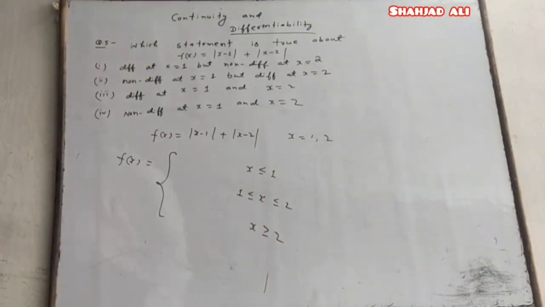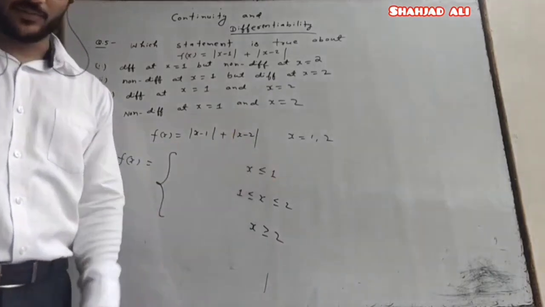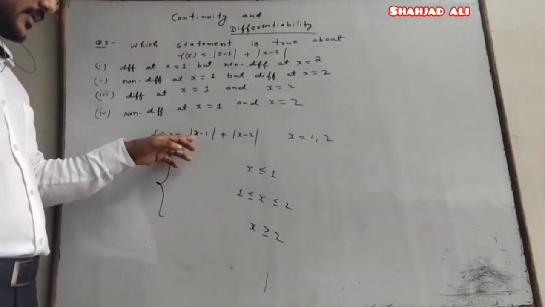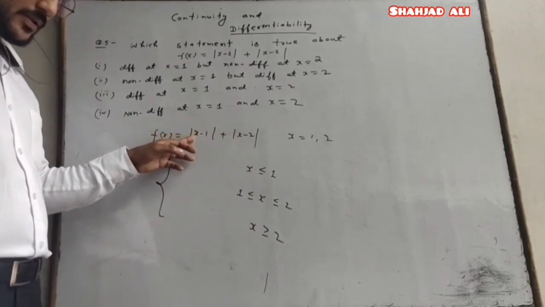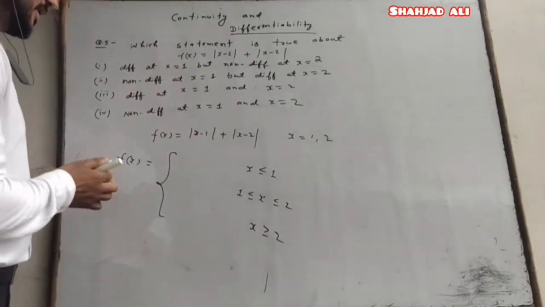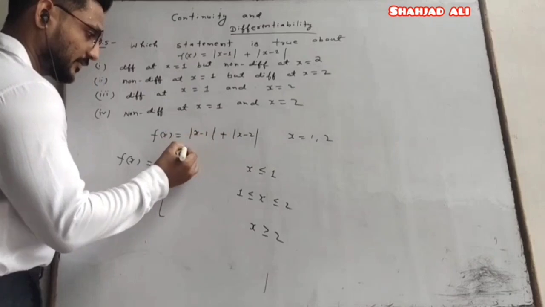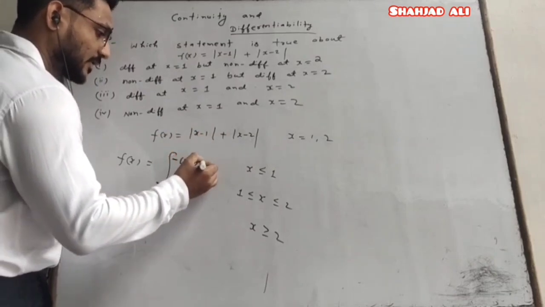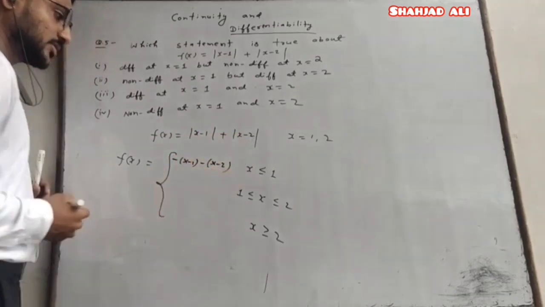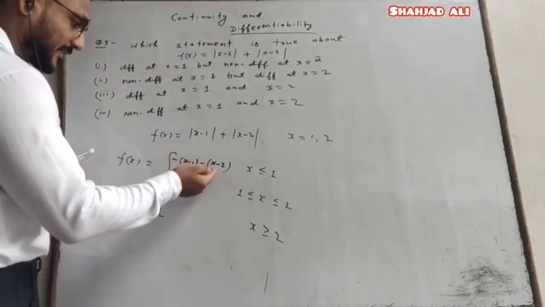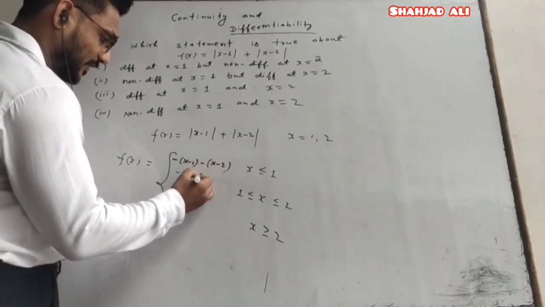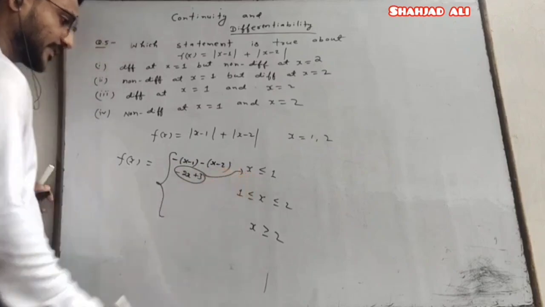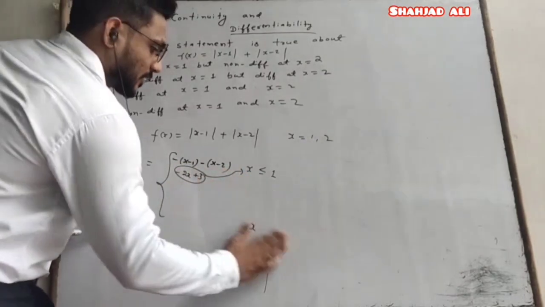So in first case, when x is less than 1, here it is less than 1, here it is also less than 1. So it comes negative, and it also comes negative, so both will be negative. So here it will be minus (x minus 1) and minus (x minus 2). It will become minus 2x plus 3. So this will be the function for this case.